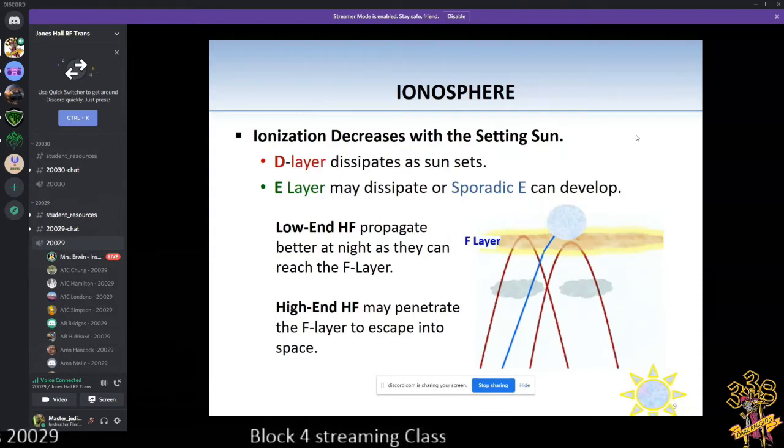Higher end frequencies without the D layer and just some sporadic E, when they hit that F layer, they can just keep right on going out into space. So at nighttime, the lower end of HF tends to work better. Now, I can't give you a specific frequency. All I can say is it's a reference. So if it's nighttime and you're operating on 20 megahertz and you start to lose it, then you're better off to try to go to a lower frequency. If it's in the daytime, then you would go to a higher frequency. Does everyone understand that? Yes, ma'am.